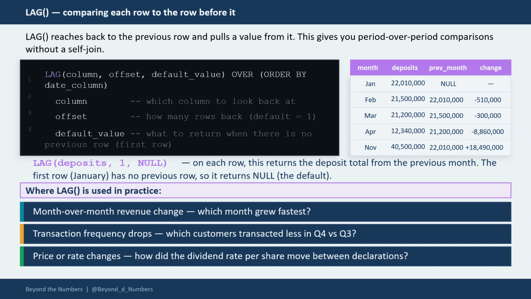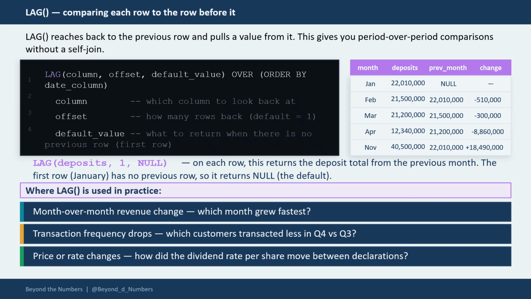Then we have February, the previous month is January's value, and the change is negative 510,000. Then November, the previous month is October, and the change is positive 18 million. That change column is pure LAG: current value minus the LAG of current value equals the difference.